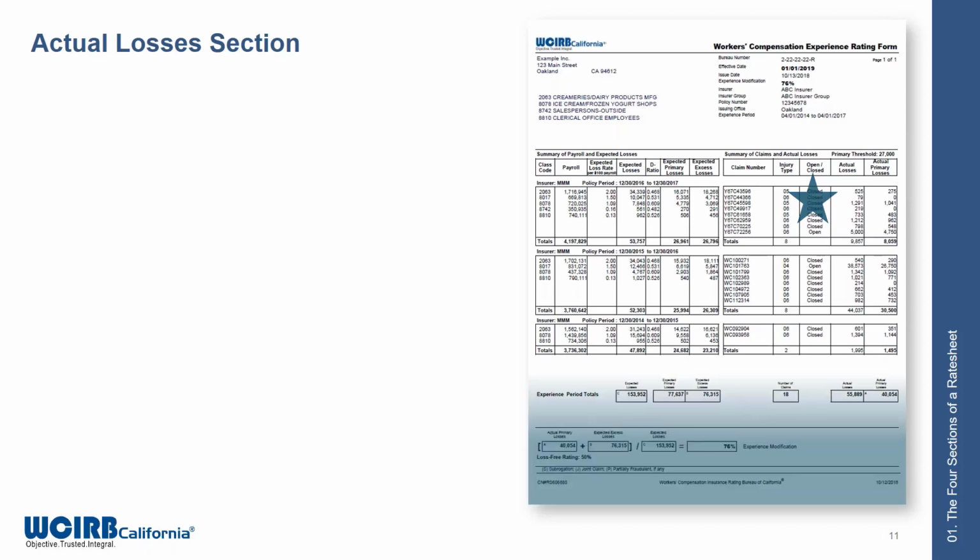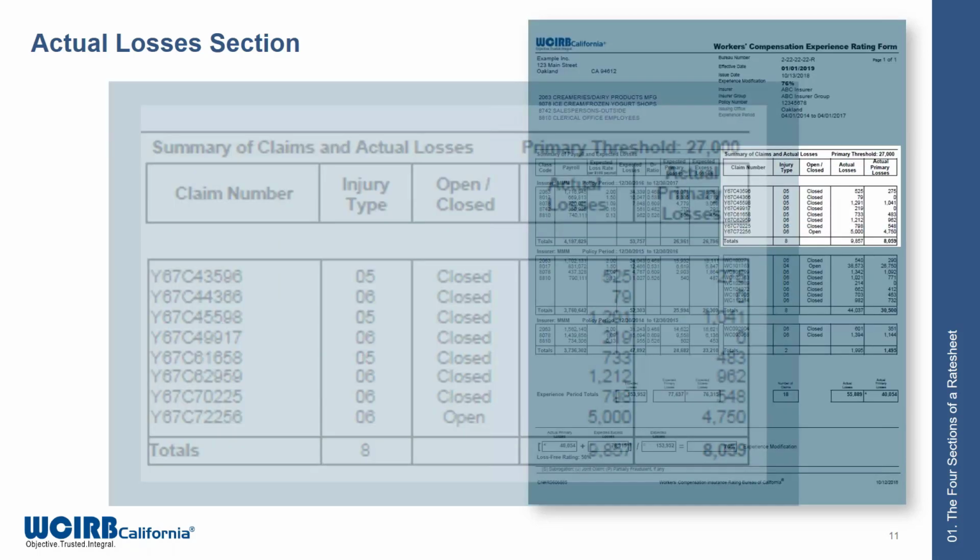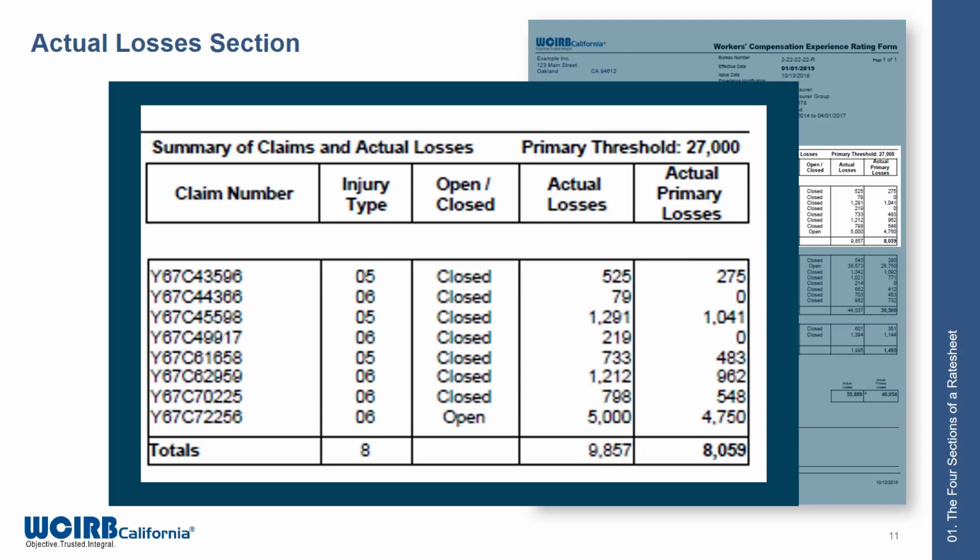Next, on the right-hand side is the actual losses section. So again, from left to right, we'll start in the top right, the primary threshold. This value is a lookup value based on the total expected losses for the experience rating form. And then from left to right, the columns: the claim number, the injury type, whether the claim is open or closed, and the actual loss value that's reported. All that information comes directly from the unit statistical report. And then the actual primary losses are simply the actual losses minus the $250 that we discount each of the claims from their actual losses.